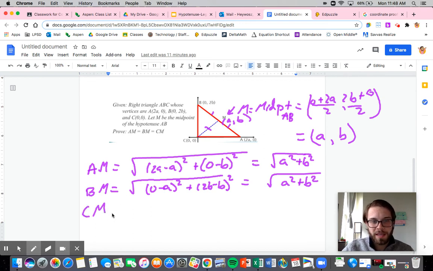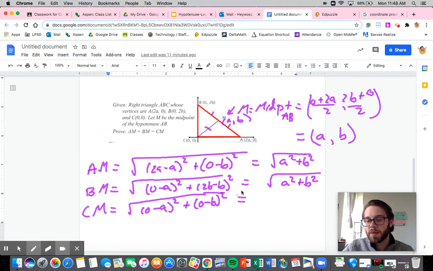All right, and then finally, last one, 0 minus a squared plus 0 minus b squared. By the way, I'm just skipping over the part where I'm saying it's negative b squared, which is just b squared, because you get the point. It's a squared plus b squared, right? So I don't know what these are. They're some number, and they're the same number, okay?